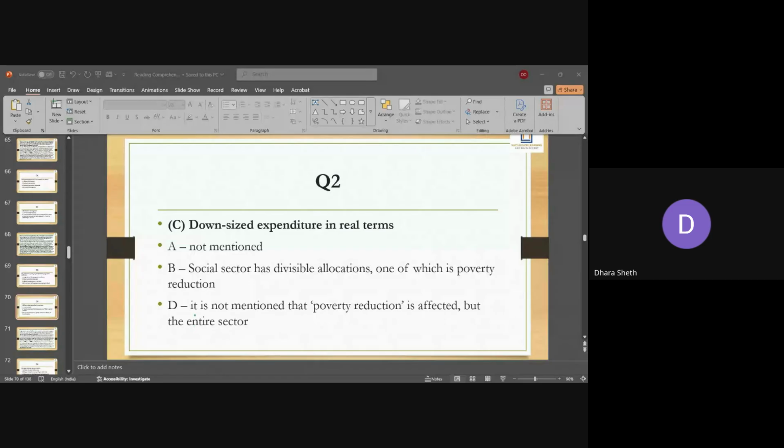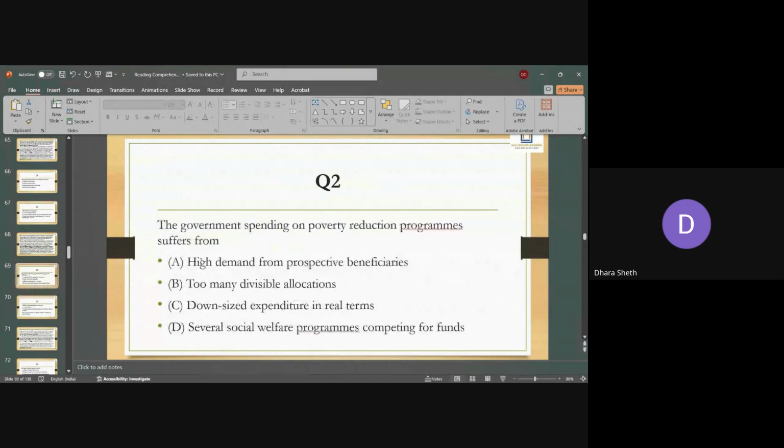The answer is C, although D is the not favorite. Okay. Why C? Here, A, that is high demand from prospective beneficiaries, is not mentioned in the passage.